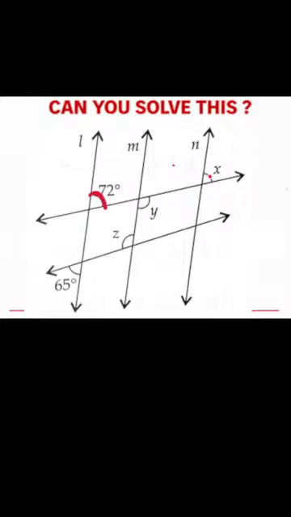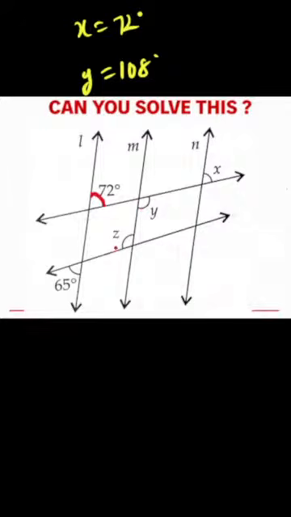This is 72. X is directly going to be 72 because they are corresponding angles. L and N are parallel. So X is 72. I'm writing it directly. This could also be written as 72 because they are parallel lines. So I can apply the linear pair property here. So Y plus 72 is going to be 180. So Y is going to be 108. Now have a look at Z.